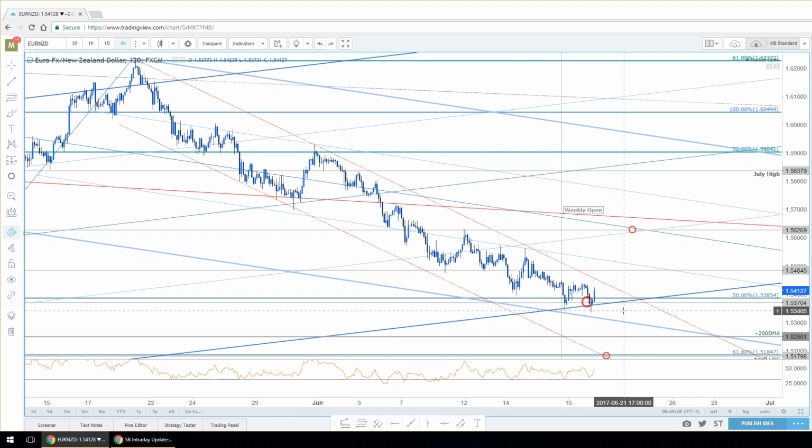All right, so another pair we'll be focused on as we look for the euro, which is coming into some support across multiple pairs to start off the week.